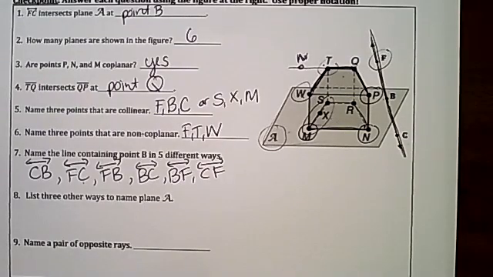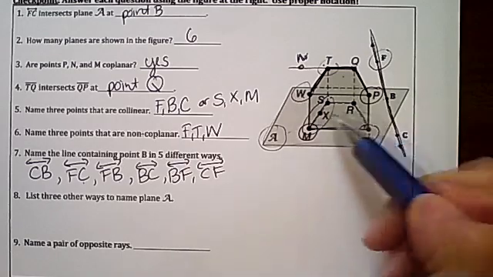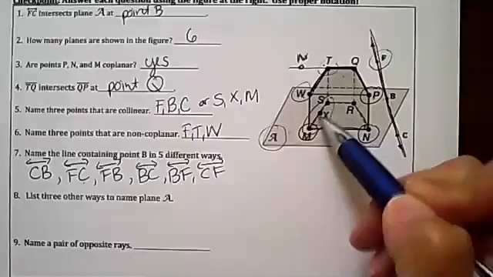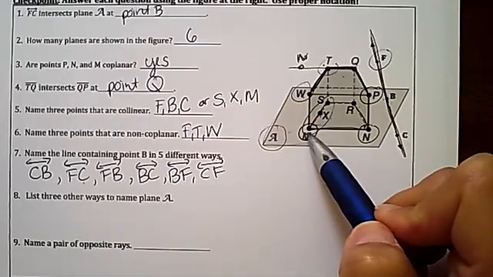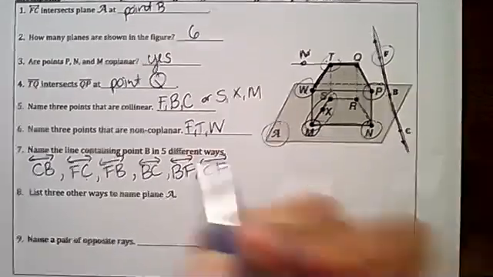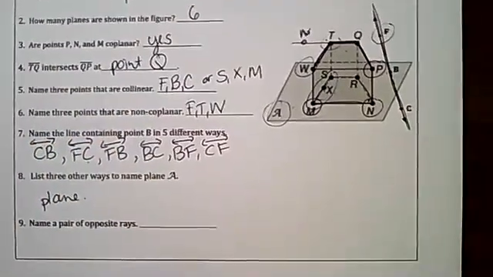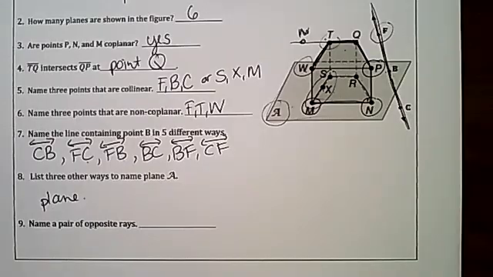Okay, number 8 was 3 other ways to name plane A. So remember, to name a plane, you choose any 3 points that are on the plane. So they have to be on this bottom plane. So like these, B, R, N, S, X, M, but they just can't be on the same line. So basically we can't choose S, X, and M together. Anyone want to try? MRB, yeah, perfect, MRB works.